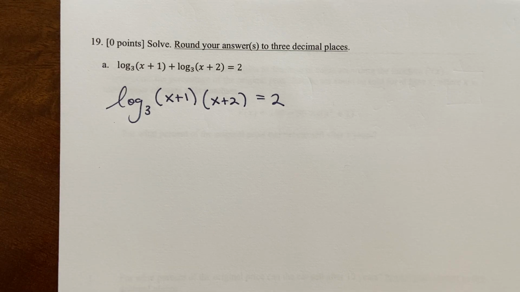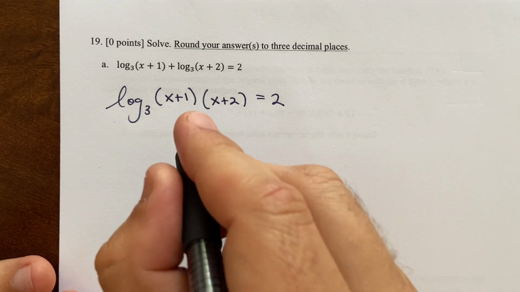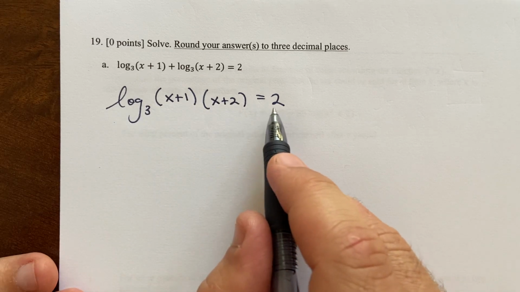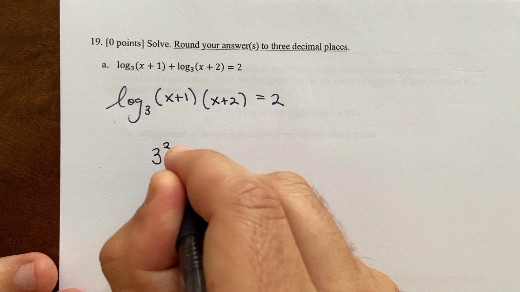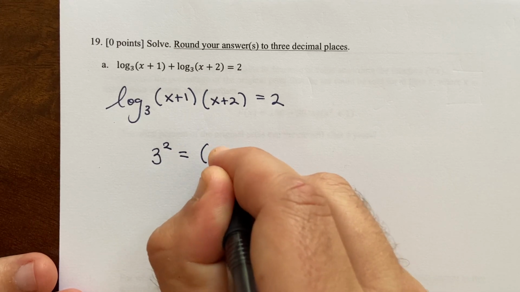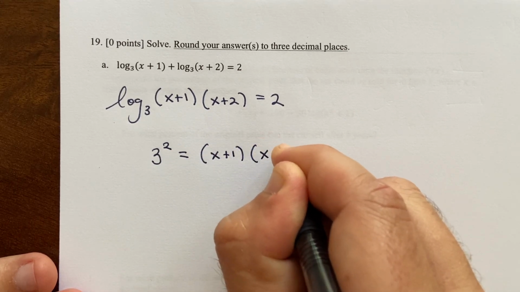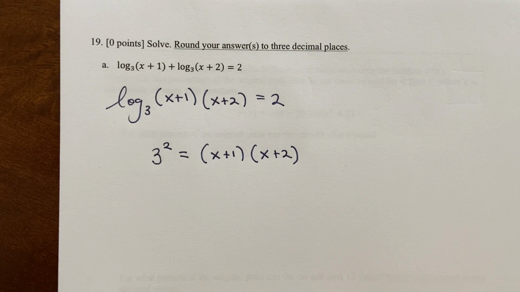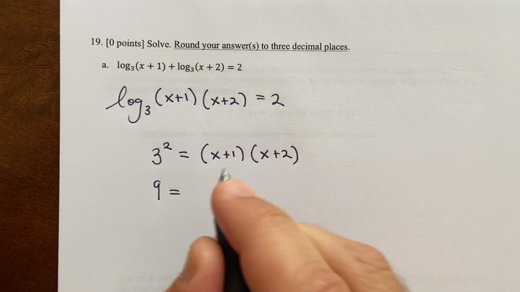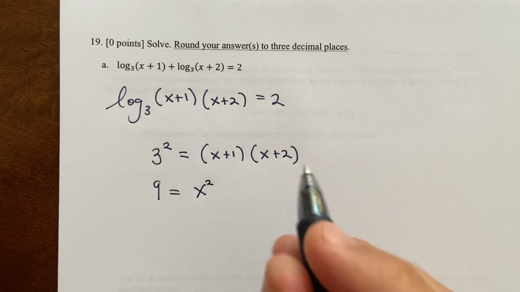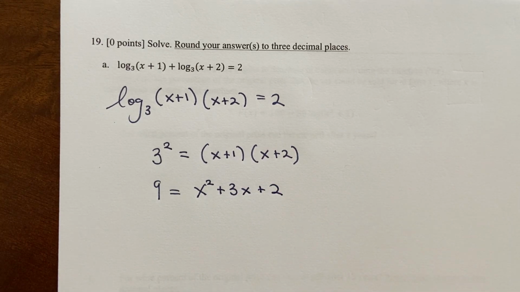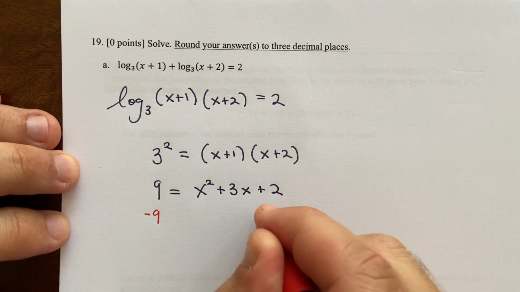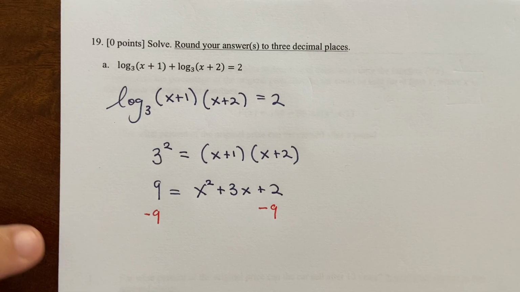And then I can do this kind of switcheroo thing and say, well, here's the logarithmic way of saying this thing. Let's write it as an exponential. So 3 squared must equal x plus 1 times x plus 2. So I need to solve this now for x. So foiling, we get x squared plus 3x plus 2. Subtract 9, I want to get my 0 and solve this quadratic by some method.